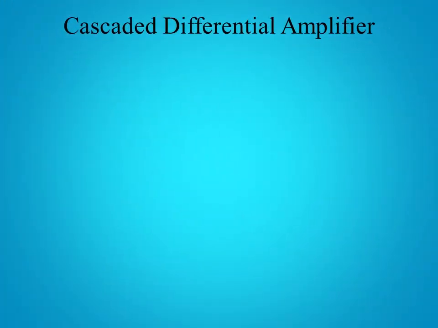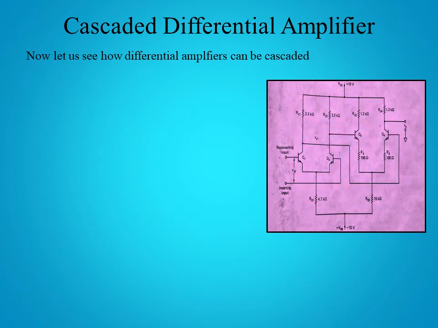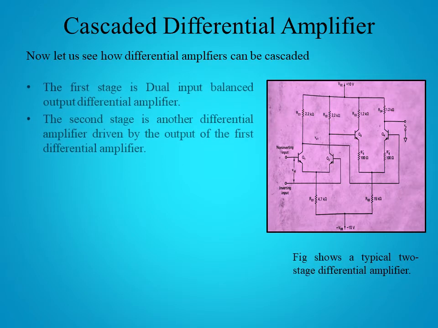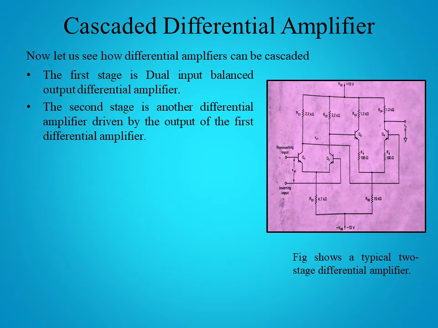Before discussing the level shifting stage, we'll discuss the cascaded differential amplifier, because in the block diagram we had seen one differential amplifier stage is coupled to another differential amplifier stage. Now first of all we'll see how differential amplifiers can be cascaded. Now this is the diagram of a cascaded differential amplifier. This is basically a two-stage differential amplifier.